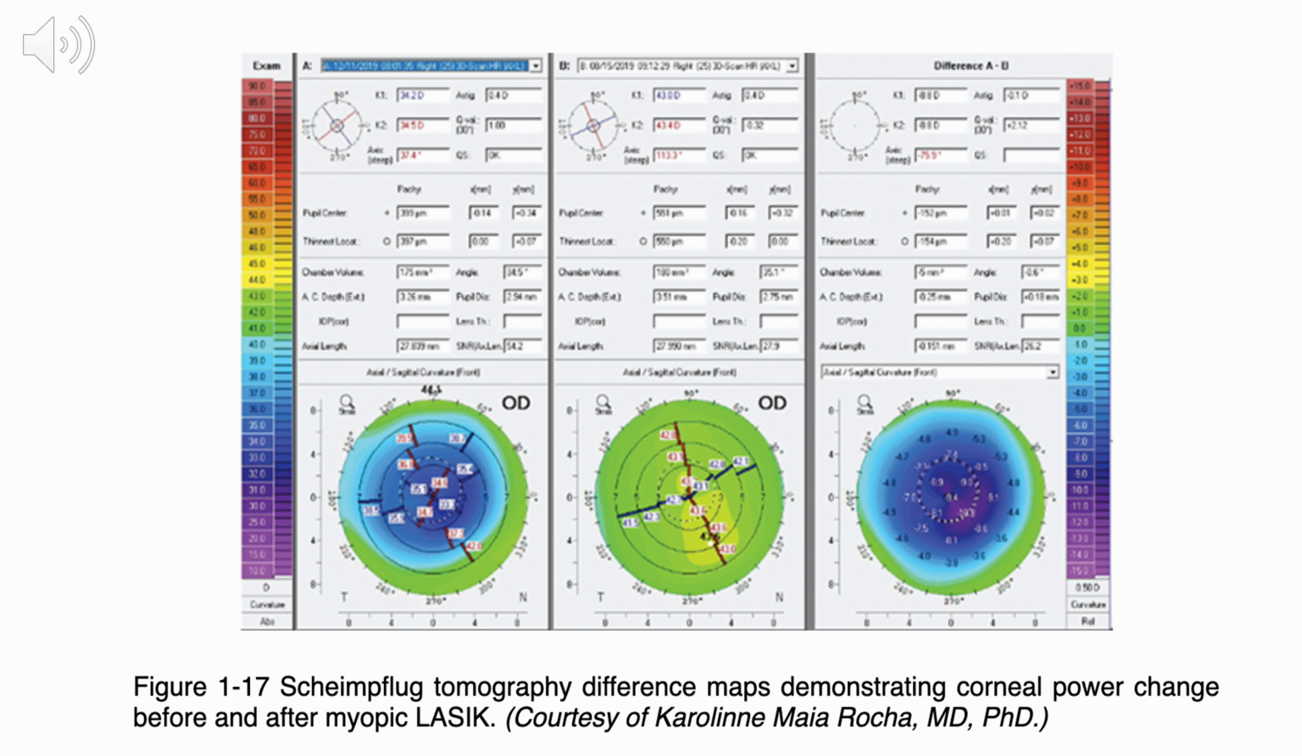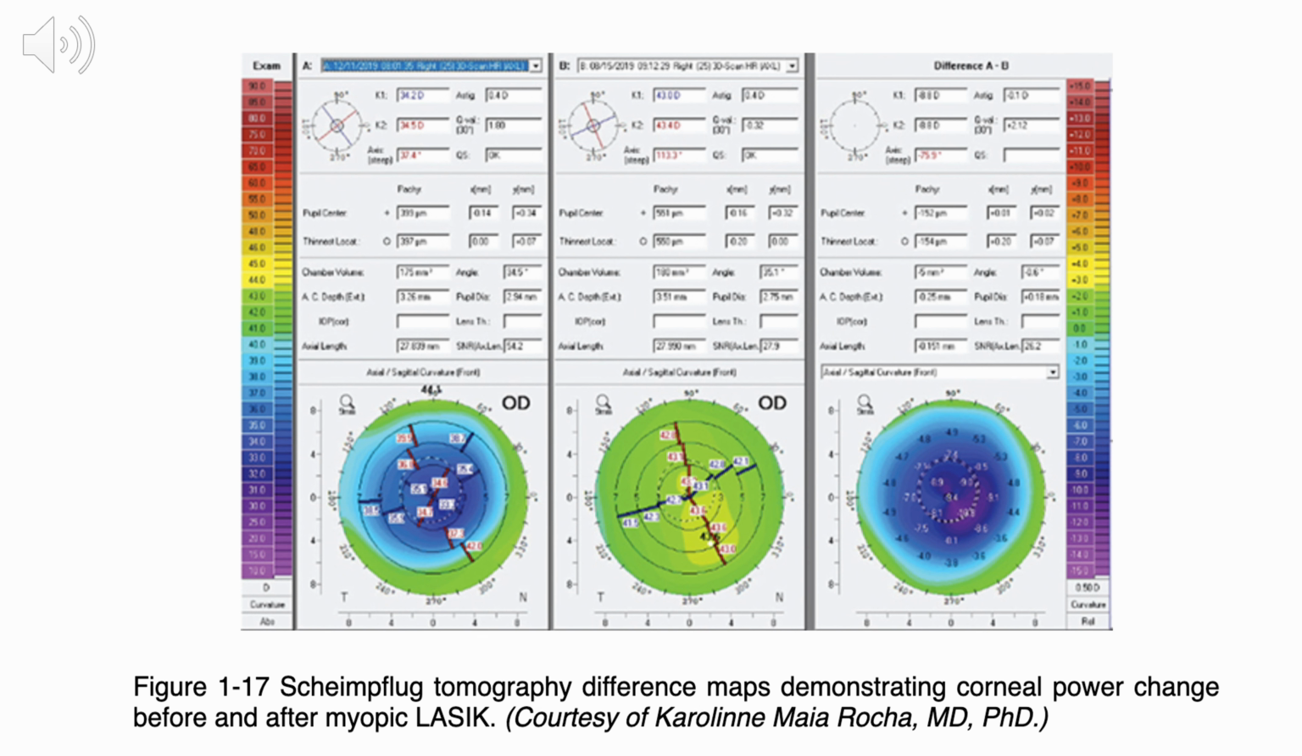This figure shows Scheimpflug tomography difference maps used to compare the cornea before and after myopic LASIK. On the left is the preoperative map, showing a relatively steeper central cornea, which is what we expect in myopia. In the middle is the postoperative map, where the central cornea is flatter after laser ablation. On the right is the key panel, the difference map, which subtracts the postoperative data from the preoperative data. This isolates the true corneal power change caused by surgery.